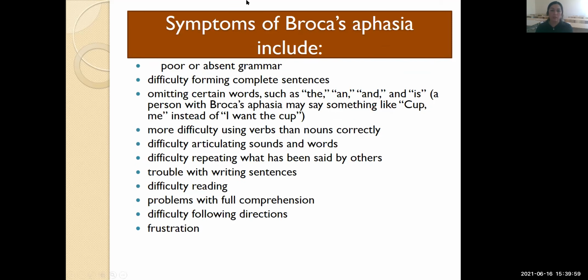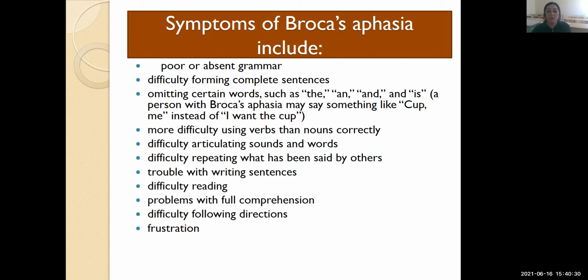So, let's talk about what the symptoms of Broca's aphasia include. There are several symptoms of Broca's aphasia. The first one is poor or absent grammar. Those who have Broca's aphasia have poor grammar or they totally don't know grammar. The second one is difficulty forming complete sentences.